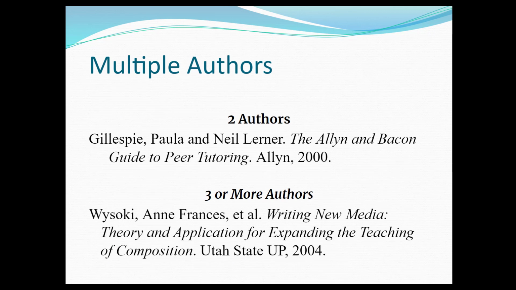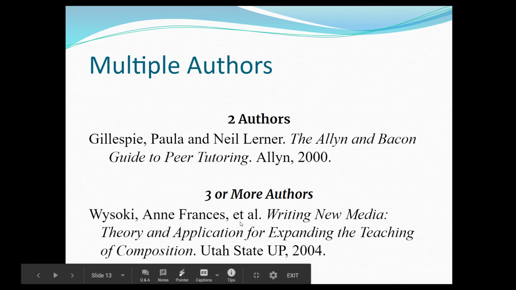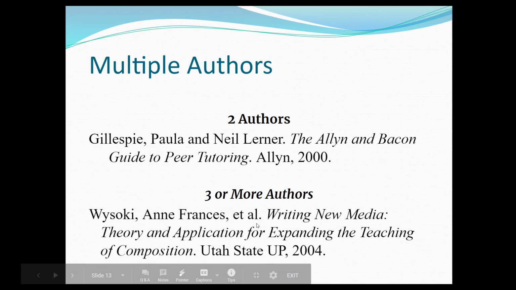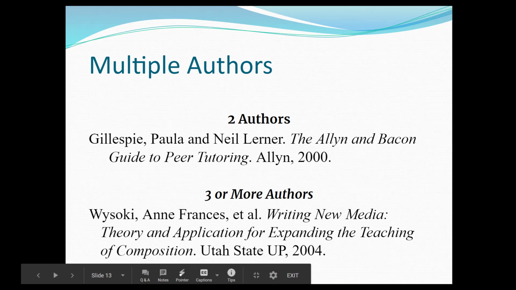Some sources may have multiple authors. This slide shows how to handle multiple authors regardless of the type of source it is. For 2 authors, you list them both, but the second author is listed first name, last name. For 3 or more authors, list the first author, comma, et al. Et al. is Latin for and others. There is a period after the al because it is an abbreviation.